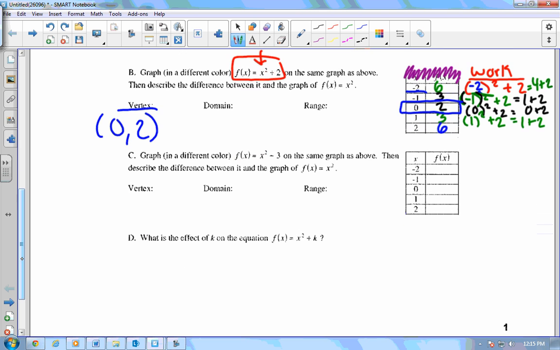Let's do this guy. X squared minus 3. Instead of the plus 2, there's a minus 3. Okay, will you turn to your neighbor and tell them your prediction of what will happen to the graph if there's a minus 3? The plus 2 shifted up 2, so turn to your neighbor and tell them your prediction. If there's a minus 3, what do you think is going to happen to the graph?